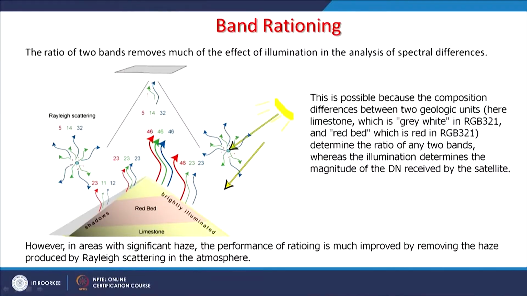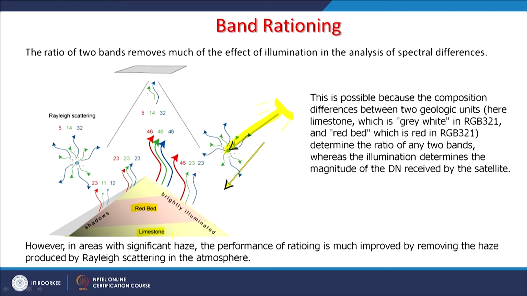Band ratioing basically involves two bands. As you see in the figure, where some values are also given, the solar radiation is coming in, and there is reflection from different surfaces. One example surface shown is limestone, another one is red bed, and then you may have soil. On one side it is bright because the sun is on the right side, whereas the left side is in shadow. So, the values you are seeing are the different values coming after reflection from the different surfaces.